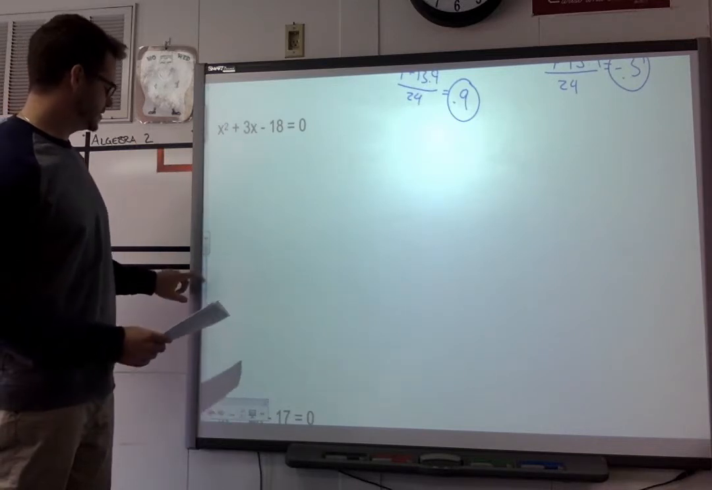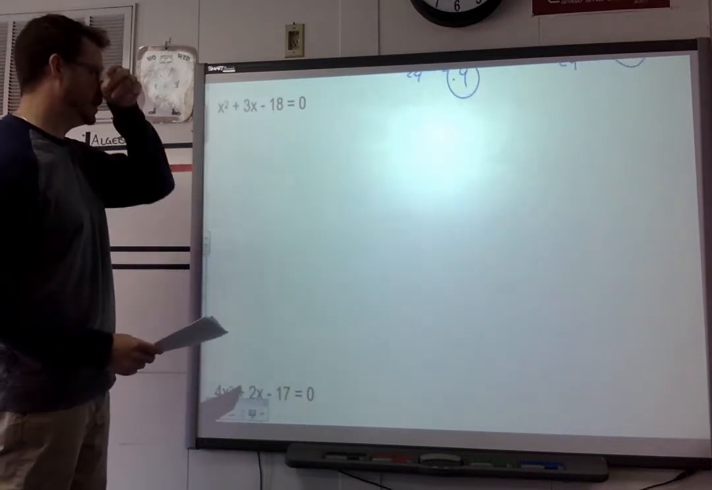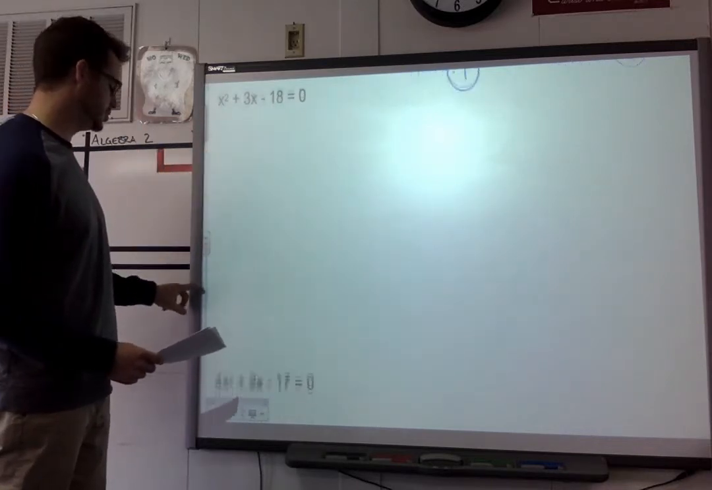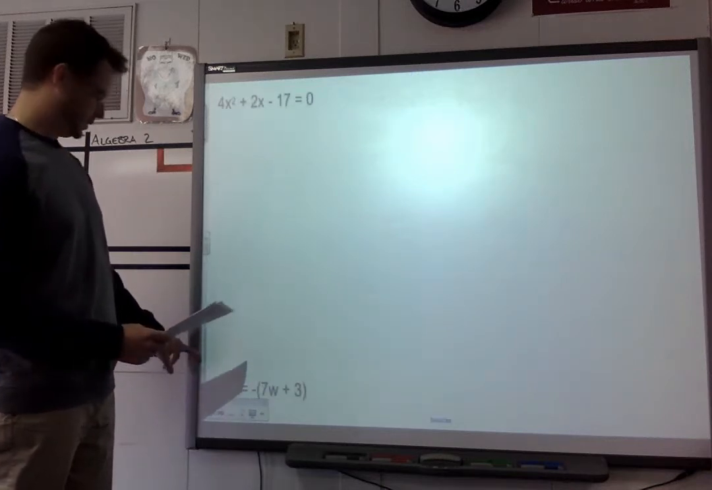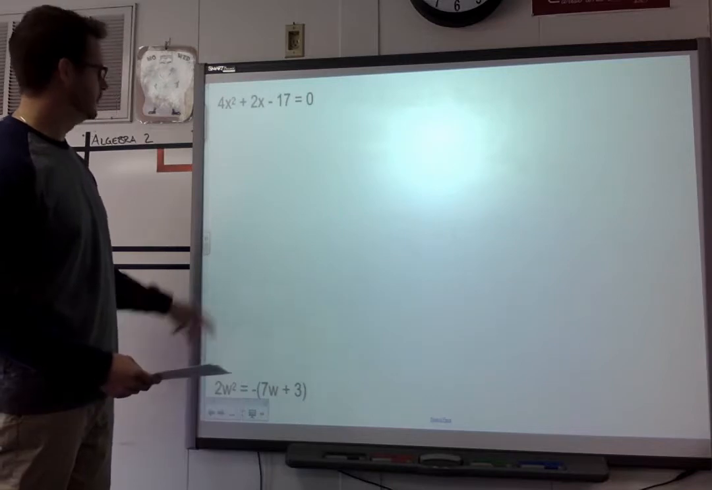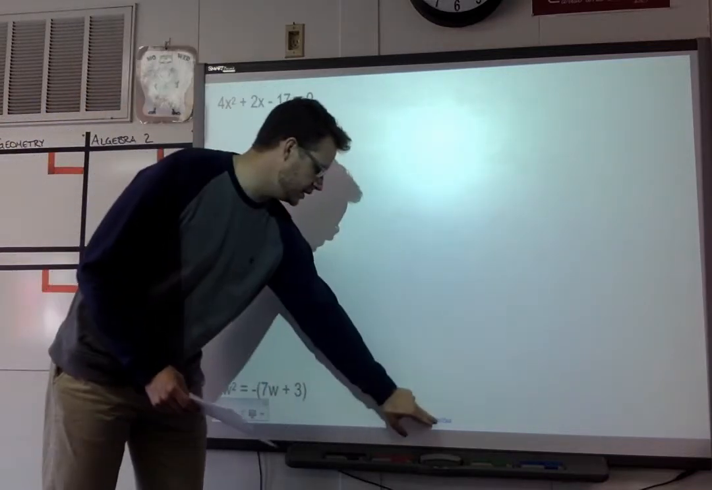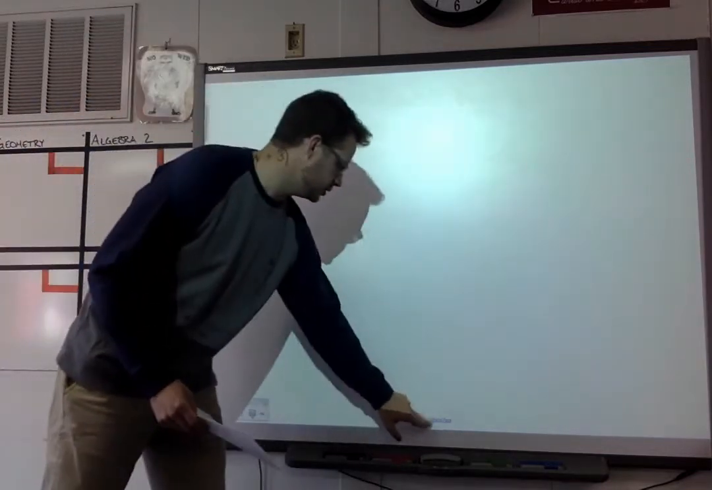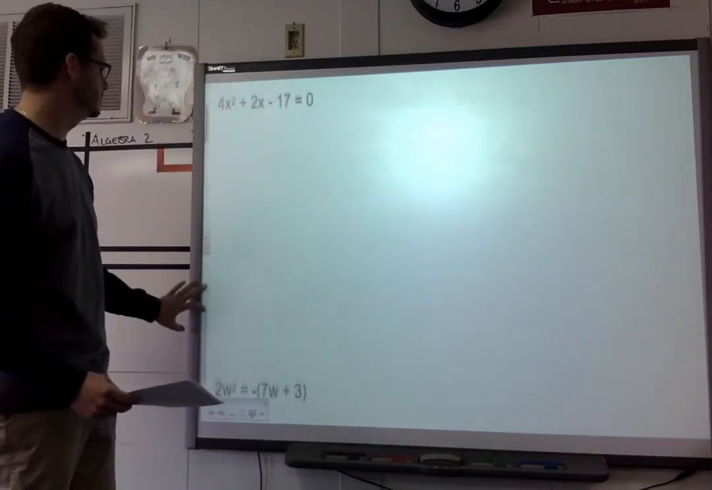I'm going to go ahead and skip this one for now. This is another one that you could do factoring or quadratic formula. Let's go ahead. This is similar to that second one that we did. I'm going to go ahead, actually I'll walk through this one first.